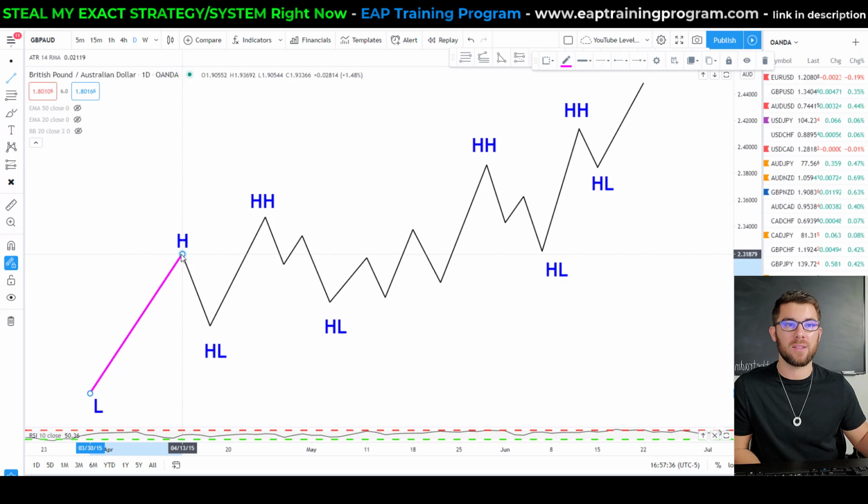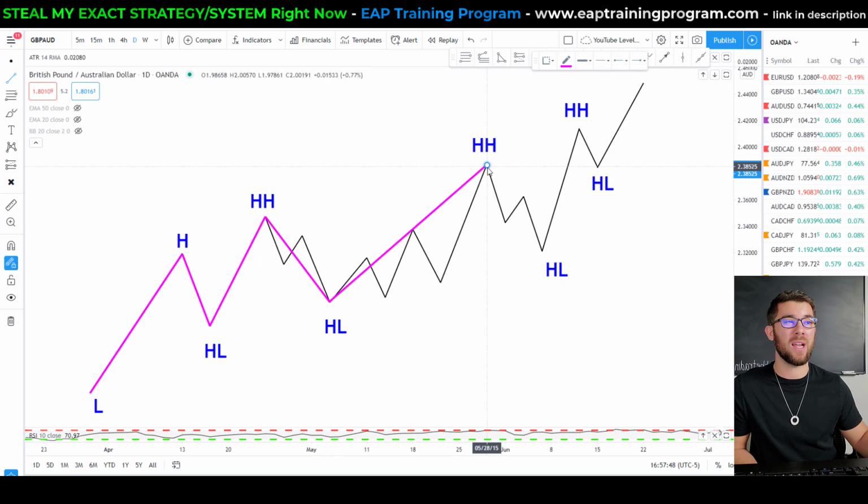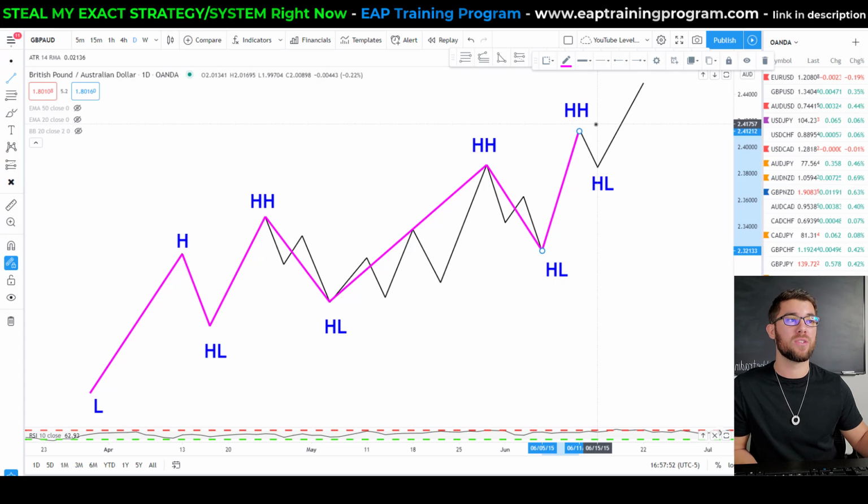My initial low to high, excuse me, my initial higher low to higher high is fine. This is how I would draw this out. I would be going from my higher high to my higher low. From my higher low to my higher high. From my higher high to my higher low. From my higher low to my higher high.